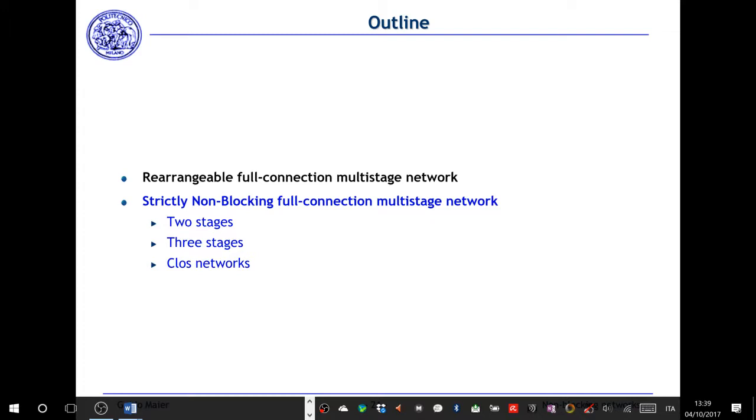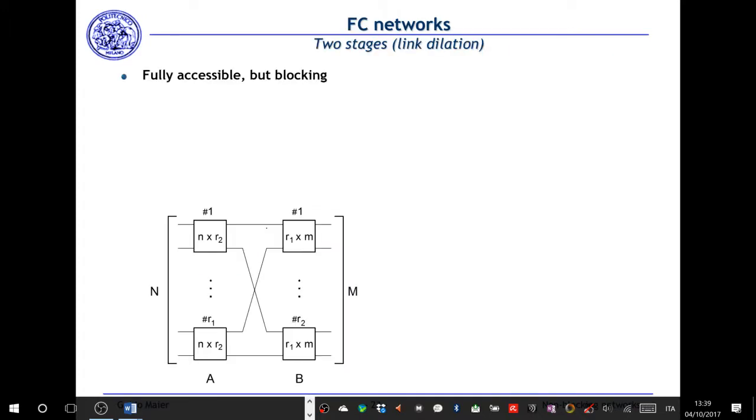This network is clearly fully accessible. We assume that all these switching matrices are, for example, crossbars or strictly non-blocking blocks. And you have full accessibility because from the matrix of the first stage, you can reach all the matrices of the second stage, and the total number of outlets of the matrices of the second stage is equal to the total number of outlets of the network, which is capital M.